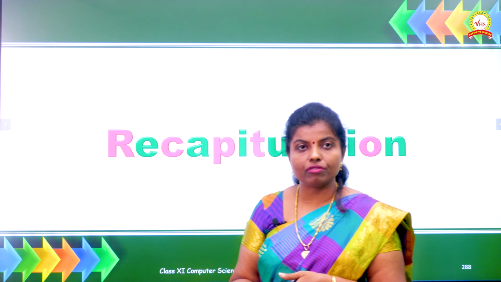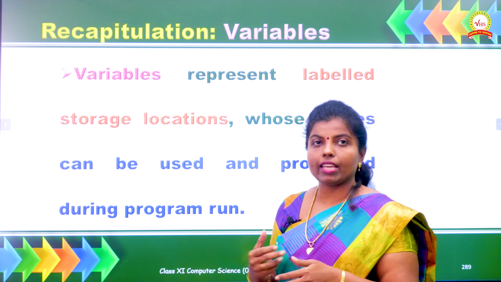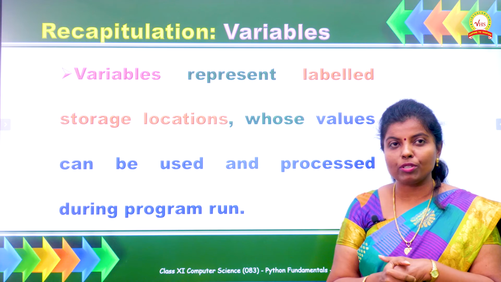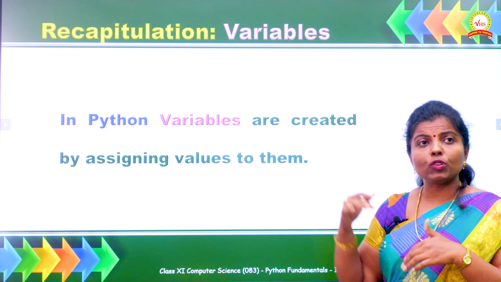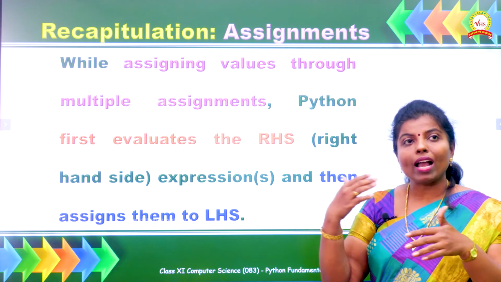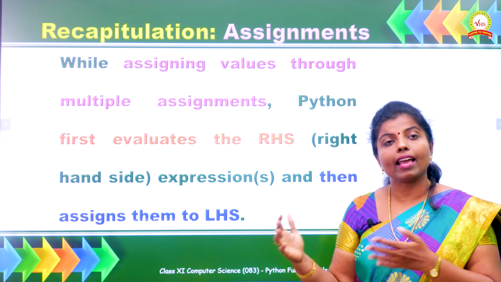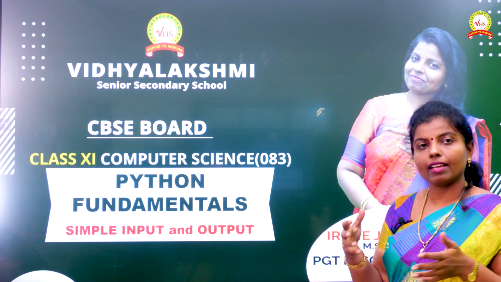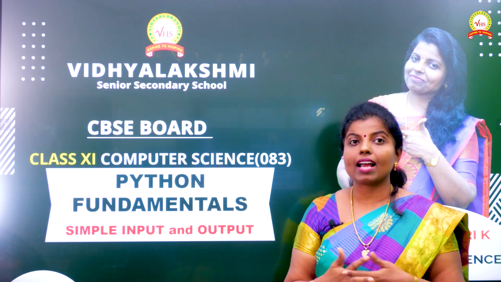Now we have come to the end of this session, recapitulation. So we have learned in this session what variables are and how multiple assignment takes place in Python programming. Variables represent labeled storage locations whose values can be used and processed during the program run. And in Python, variables are created by assigning values to them. And also, while assigning values through multiple assignments, Python first evaluates the right hand side expressions and then assigns them to the left hand side. So these are the things we have learned in this session. We have come to the end of this session, in which we learned about variables and multiple assignments.